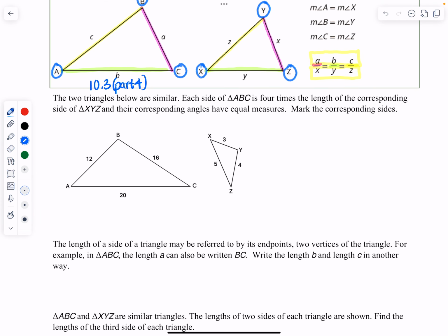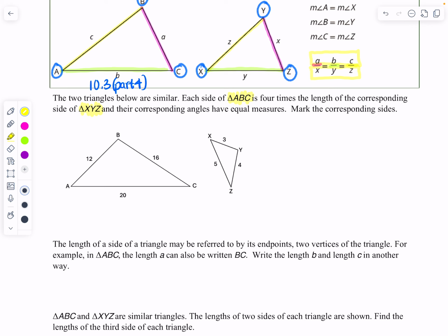Now we're on 10.3 part 4. We're dealing with triangles that are similar. And again, in the last video, if you didn't watch it, please go back and do so, because I explain that the order of how they're naming these triangles is important. So triangle ABC has sides 4 times the length of the corresponding sides of triangle XYZ, and their corresponding angles have equal measure. Mark the corresponding sides.